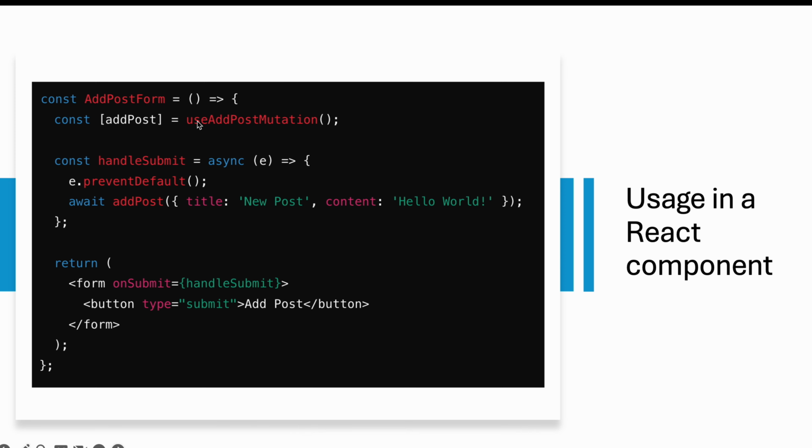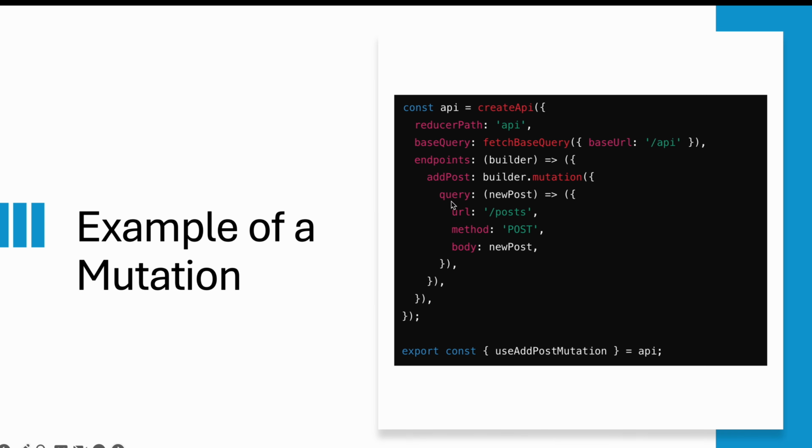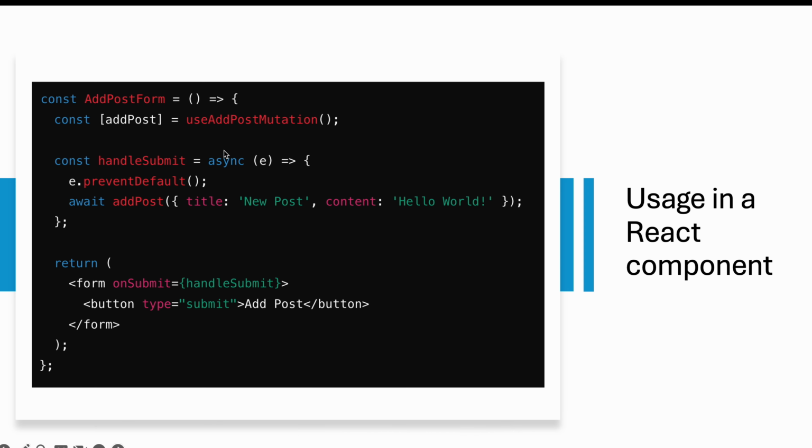Okay, so again, the usage of this mutation, you see here, is the same. You just use this, and we have addPost, which is coming out of the box. You see here addPost is coming out of the box, and now you can just do await addPost, and then you can pass your object like that. And it is very simple, right?